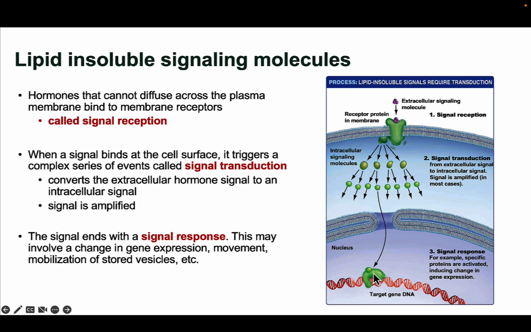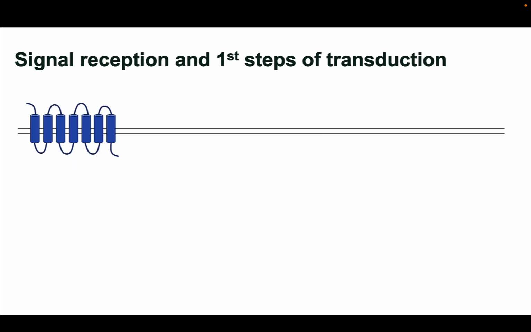And often this can be changes in gene expression, but it can also be a signal response that causes movement or the mobilization of stored vesicles. But we're mostly going to think about how signal reception leads to changes in gene expression. So let's take a look at this with a real pathway, okay? And the pathway that we're going to really focus on is called the G protein coupled receptor pathway, okay?